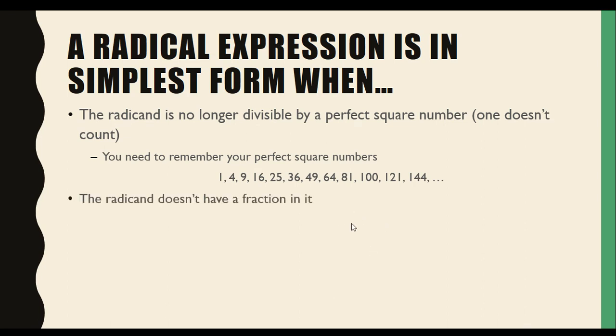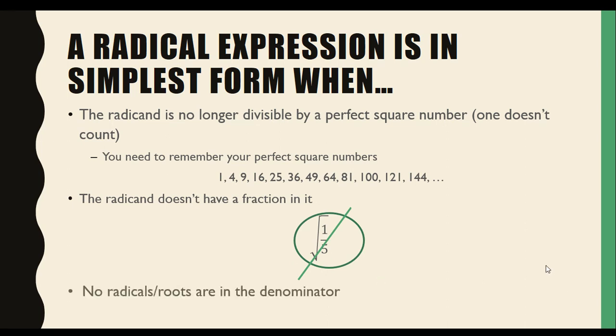Your second criteria is that the radicand cannot have a fraction in it. So you do not want a scenario like this, where you've got your radical sign or root and then the fraction underneath. That means you're not done simplifying that radical expression. And your third criteria is that there cannot be a radical sign or square root in the denominator of a fraction. We're going to spend a little bit more time with that during your next class session. We're going to focus on your first criteria today.